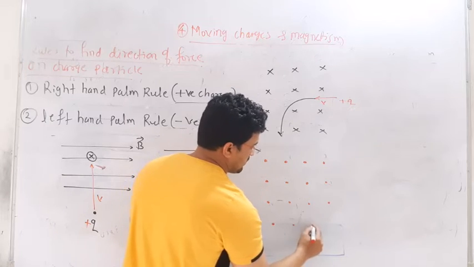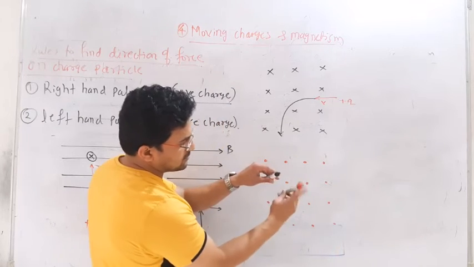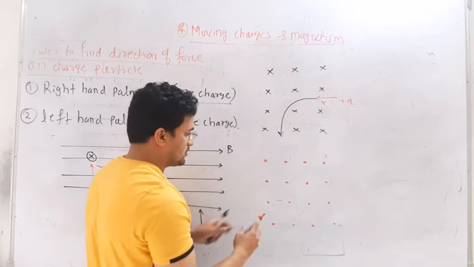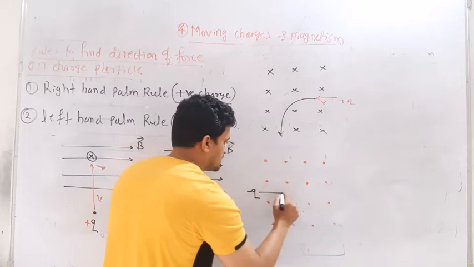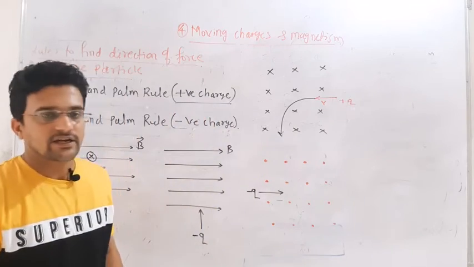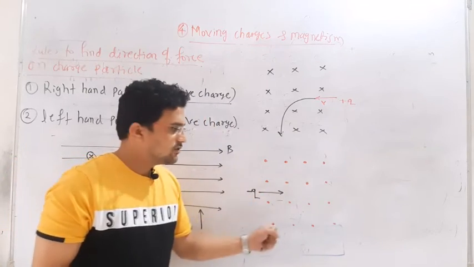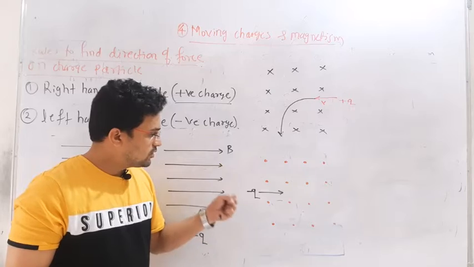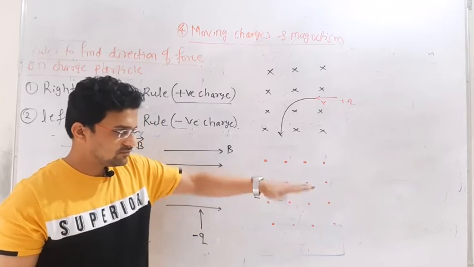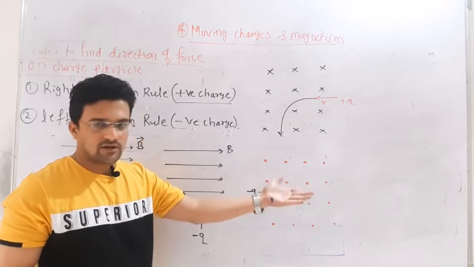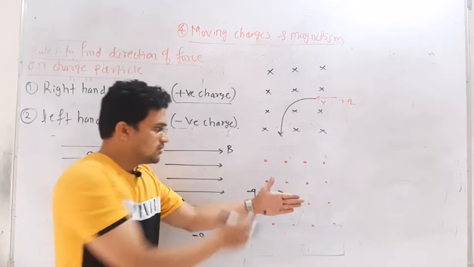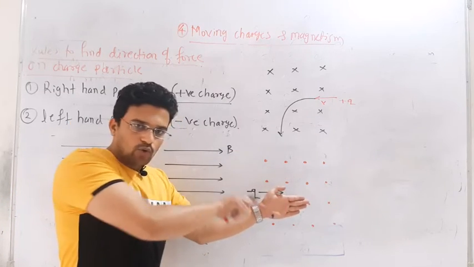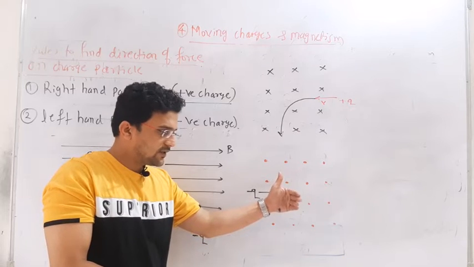A dot in the circle means the magnetic field is out of the board, and a cross means the magnetic field is coming in this direction. Now suppose a negative charge is entering in this direction in the magnetic field. For a negative charge, use the left hand rule. This is the direction of the charged particle, you can flip it anywhere, but you should curl or bend your fingers in the direction of the magnetic field. So what is the direction of the magnetic field? It is outward. So this is the bending, outward direction.